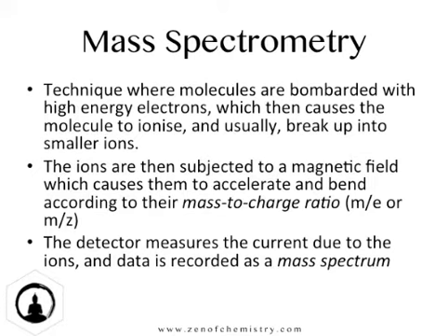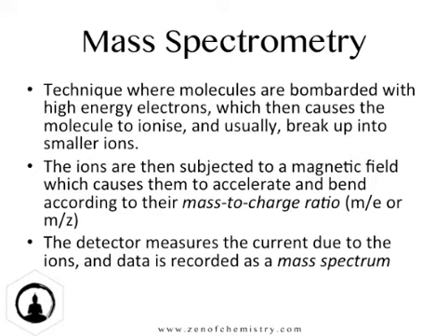Mass spectrometry is a technique where molecules are bombarded with high energy electrons, which causes the molecule to ionize and then break up into smaller pieces, usually. The ions are then subjected to a magnetic field which causes them to accelerate and bend according to their mass to charge ratio. And we use this interchangeably mostly. These two forms here, m/e or m/z, are indicative of our mass to charge ratio.